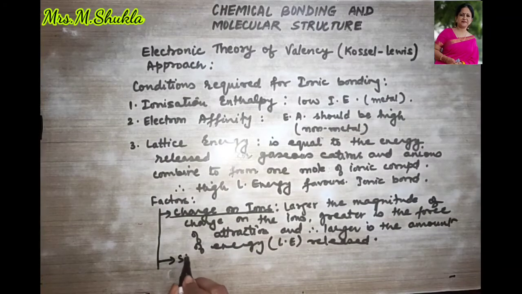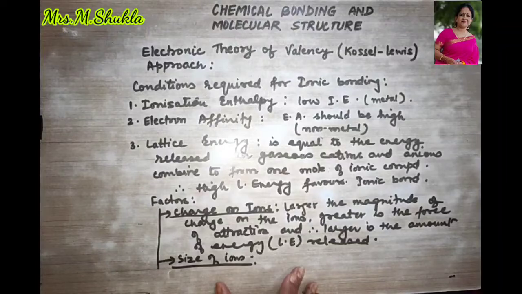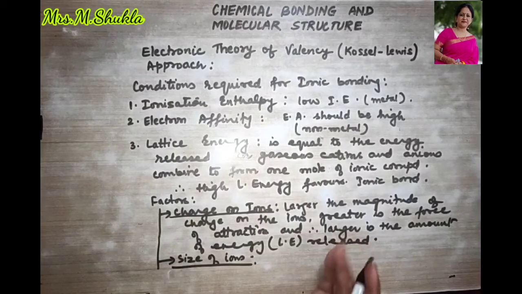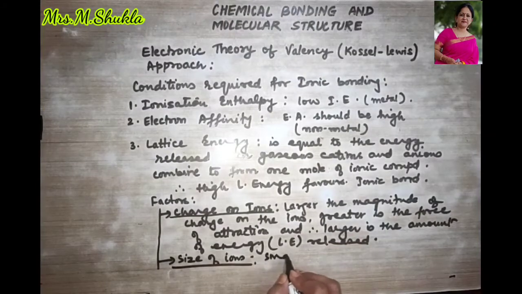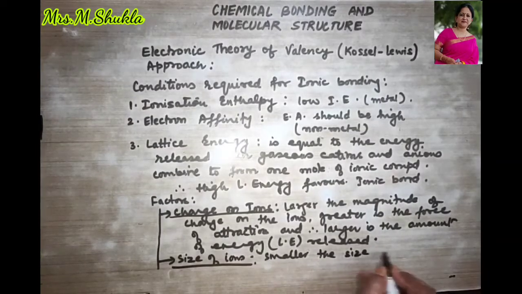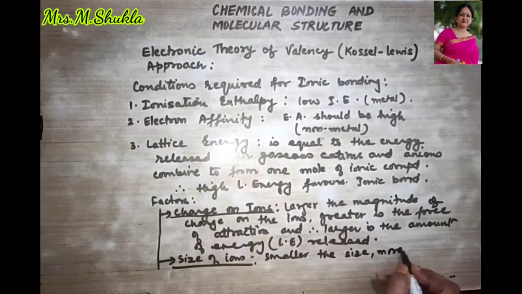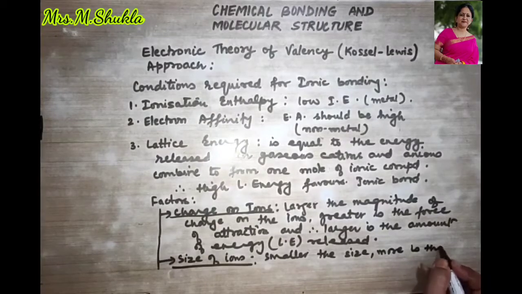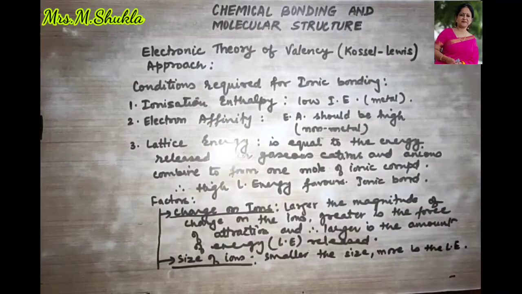It is the size of the ions. Clear? So smaller the size, higher will be the value of lattice energy. Smaller the size, more is the lattice energy.